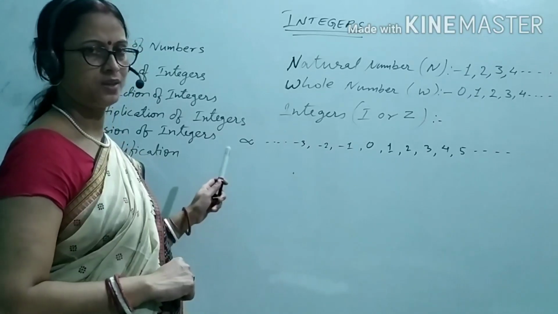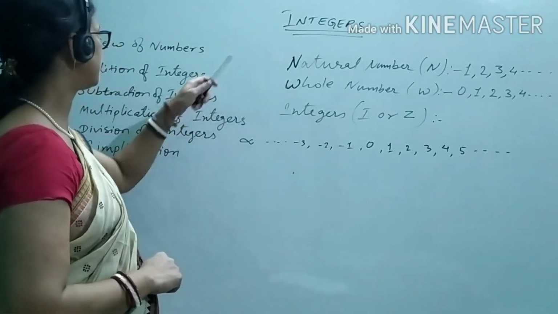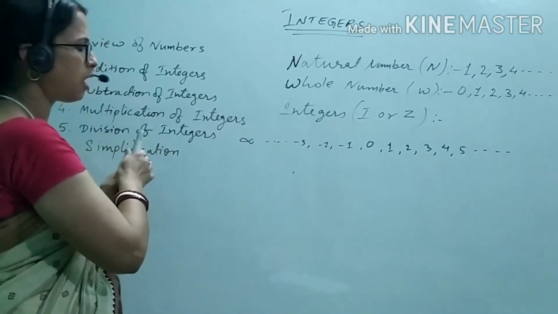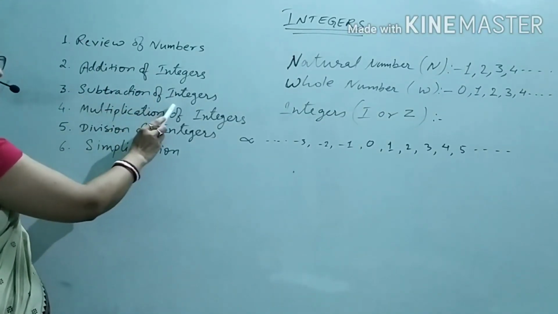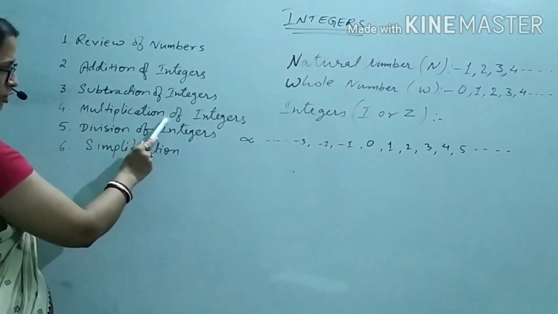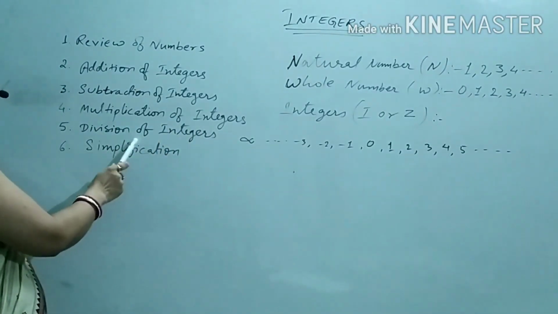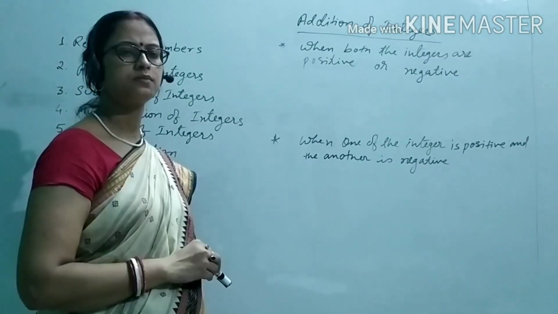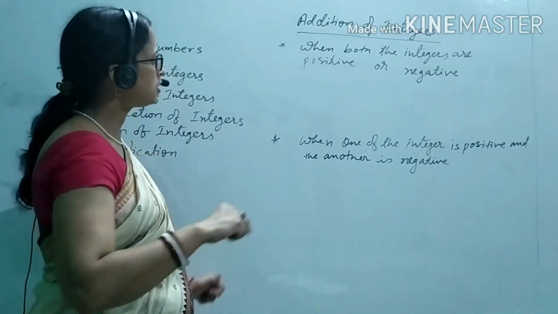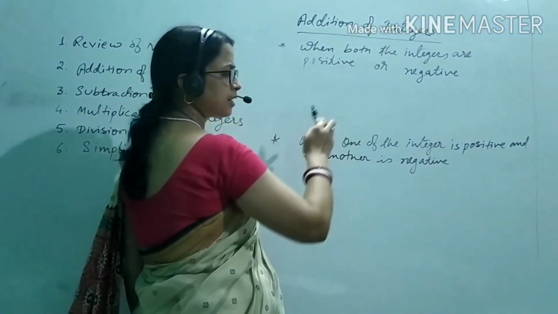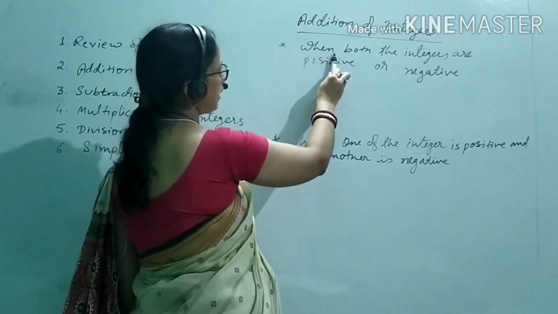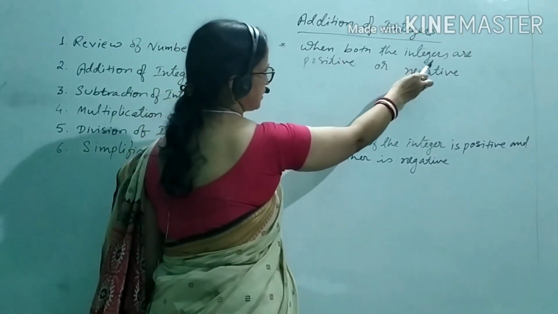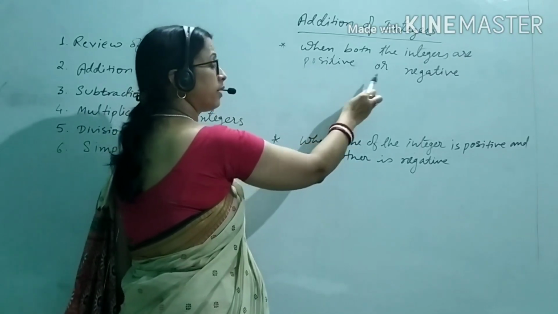Now children, in this topic integers, I am going to teach you about the addition of integers, subtraction of integers, multiplication of integers, and division of integers. Addition of integers. Children, here we will see two different cases. First, when both the integers are positive or negative.